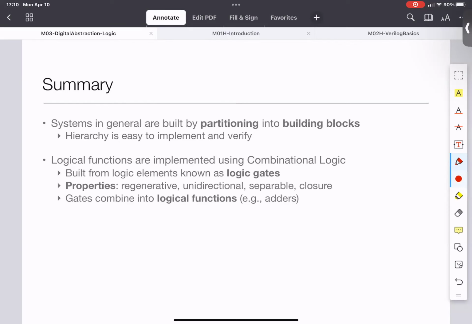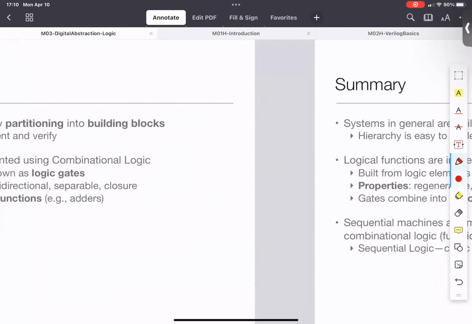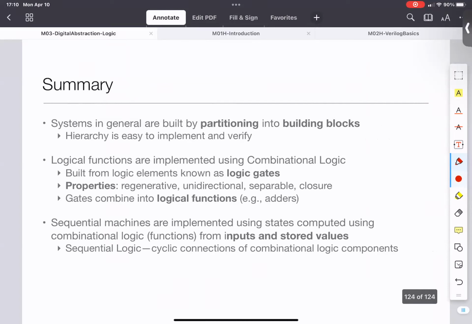There are certain properties we kind of assume. Regeneration, which is cleaning up the signal; unidirectionality, input affects output, not the other way around; separation, when I connect circuits together, the properties still hold; and closure. All of these things serve together to help us create a way to design more complicated systems. And sequential systems are then implemented by carving out all the memory stuff into the state register.